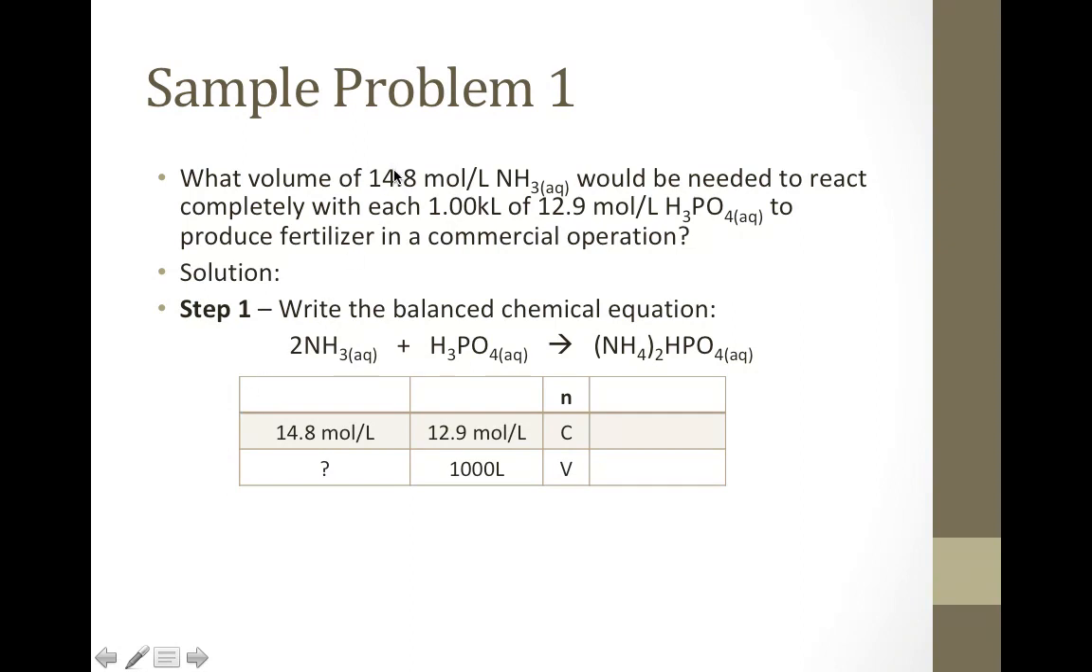So if we look at the information that we're told, it says what volume of 14.8 mole per liter NH3. So under NH3, we can put a question mark for volume. We're told our concentration is 14.8 moles per liter, and it says would be needed to react completely with each kiloliter of 12.9 mole per liter H3PO4. So this is our concentration, so we put 12.9 mole per liter under H3PO4, and we're told that we have 1.00 kiloliters, and we need to convert that to liters by multiplying by 1,000. So we have 1,000 liters here.